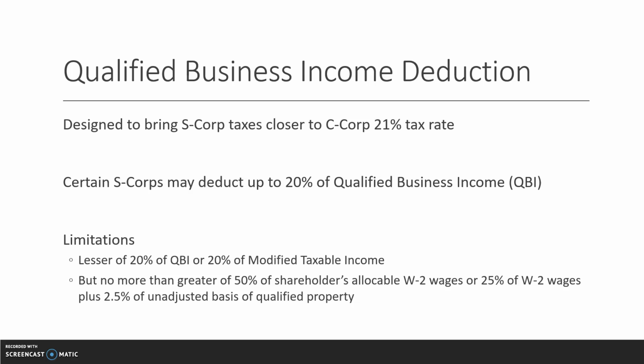You're allowed to deduct the lesser of 20% of qualified business income or 20% of modified taxable income. Now that cannot be greater, if we're talking about the upper threshold here, than 50% of the shareholders' allocable W-2 wages or 25% of W-2 wages plus 2.5% of unadjusted basis and qualified property. That's really going to depend on what type of business you run. Is it employee intensive? Is it more machinery intensive, or just has a lot of assets involved with it, and so on and so forth.